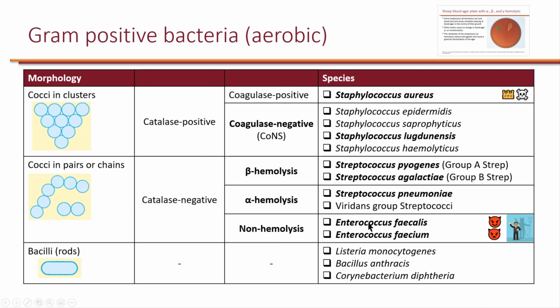And then the non-hemolytic, we have two Enterococcus. In the old days, these were also called Streptococcus, but nomenclature has changed over time. So nowadays, these are called Enterococcus, but they're also in the same group as the rest of the strep. Enterococcus faecalis and Enterococcus faecium are two organisms that are kind of the frenemy. Sometimes they are good because they can be part of the flora in the body and do some good, and sometimes they can be bad and cause an infection. So that's why they're tricky.